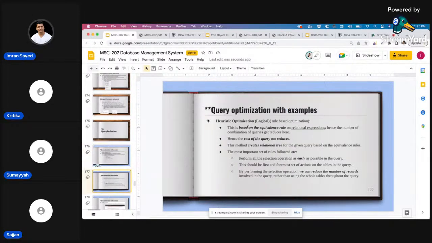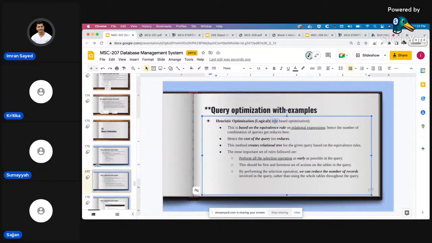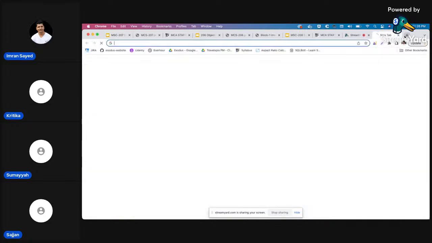Then this is heuristic optimization, which is rule based. It's going to follow some rules. Rule based. Okay. So this is based on equivalence rule on relational expression. Hence, the number of queries gets reduced here. What is the meaning of heuristic? Is it logical?